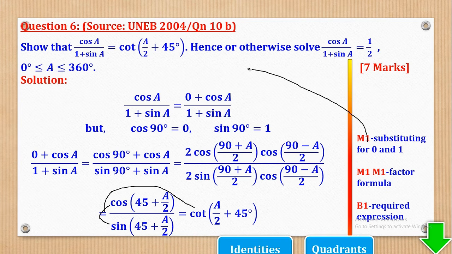So M1 for substituting this and this 0. Another M1 for factor formula in the numerator, another M1 for factor formula in the denominator. Then B1 for the required expression.